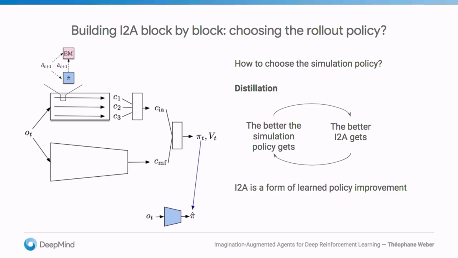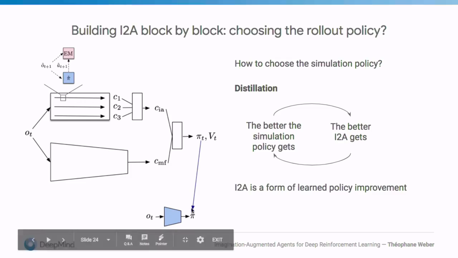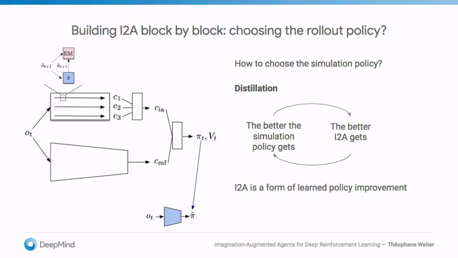One thing that I didn't mention, however, is that, if you remember, there's a simulation policy, and I didn't tell you how we're going to choose the simulation policy. So what we did is to adopt a distillation strategy. So we in effect suppose that the simulation policy is a simple feed-forward neural network, and it's going to learn to imitate the slow, deliberate thinking of I2A into a faster, intuitive simulation.